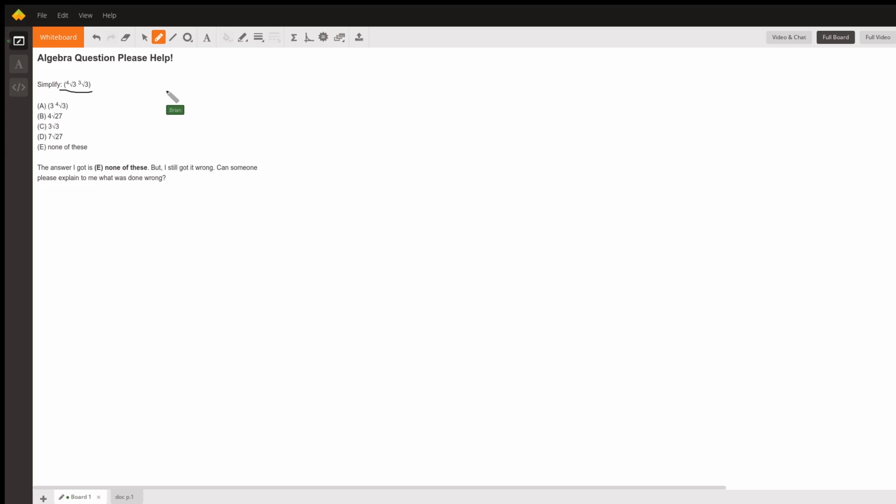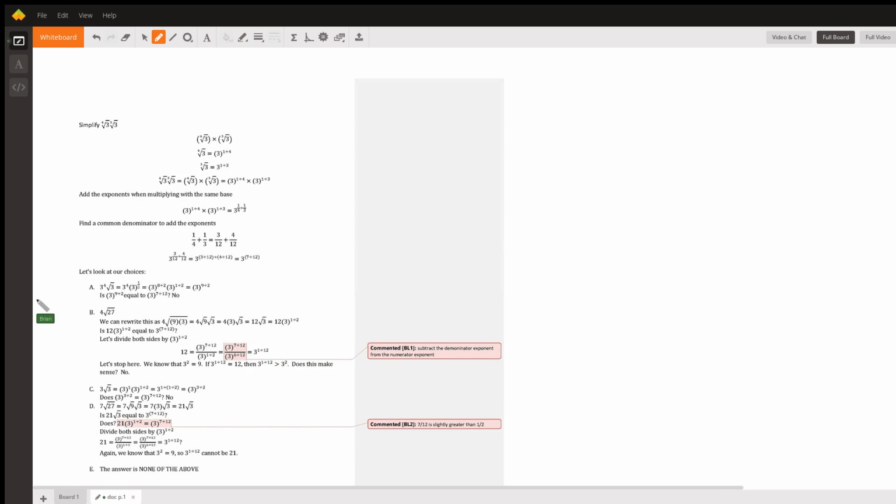And with that, and just being able to rewrite radicals, fractions, and everything, we can work through this problem. So here's how I went about simplifying the expression. I wanted to simplify it as far as I could before looking at the answers.